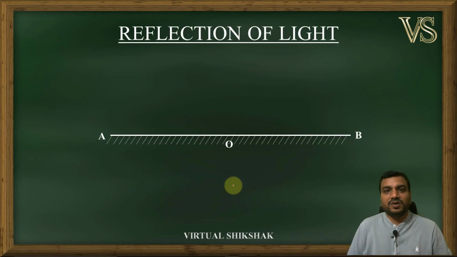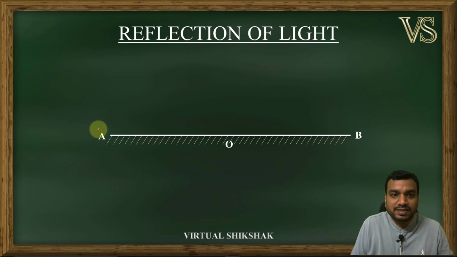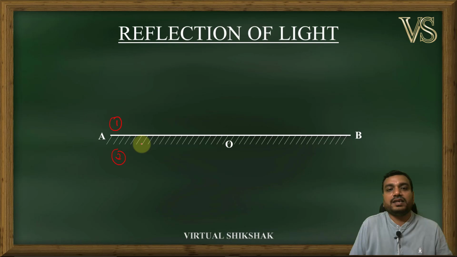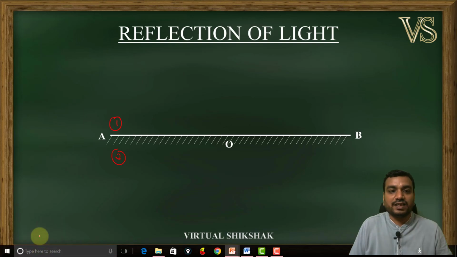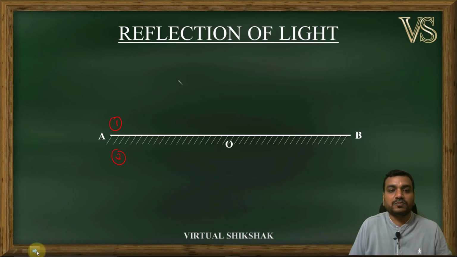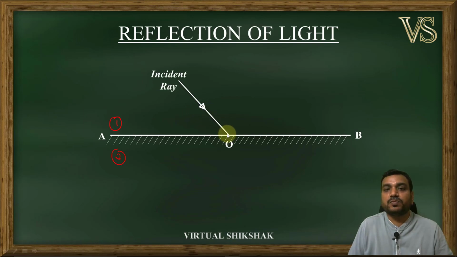Okay, now let's discuss reflection of light. Let us consider a ray of light traveling from one medium to another medium. Let this be medium 1 and this be medium 2, and AB is the interface between medium 1 and medium 2. Let us consider a ray of light traveling from medium 1 towards medium 2 and hitting the interface at point O, and this ray is called the incident ray.